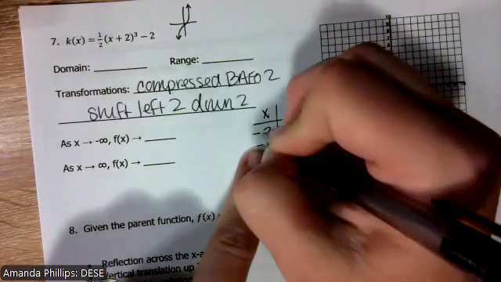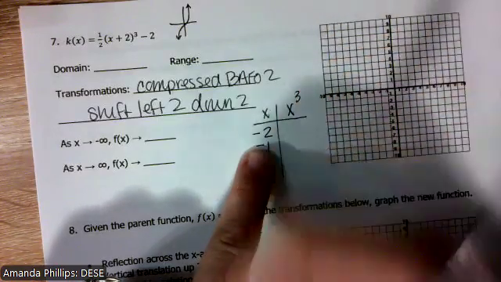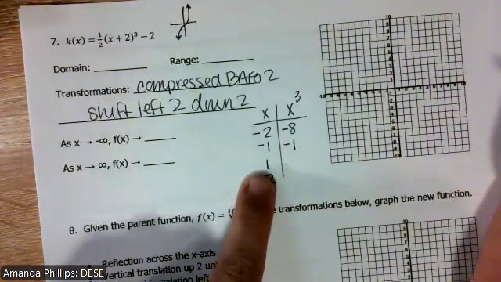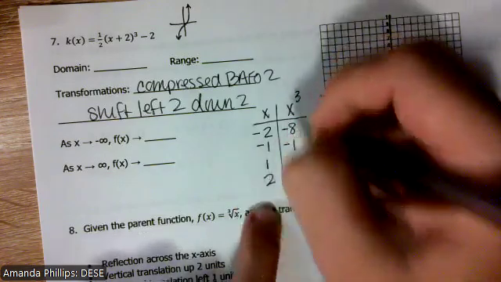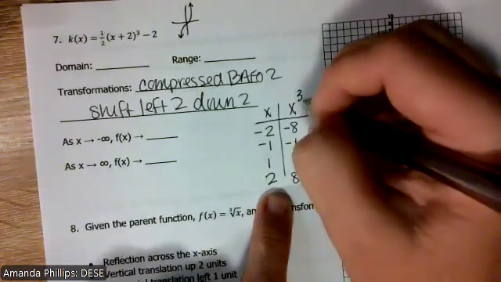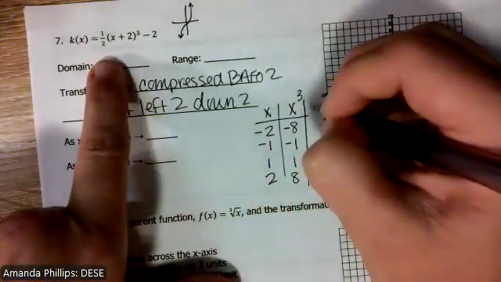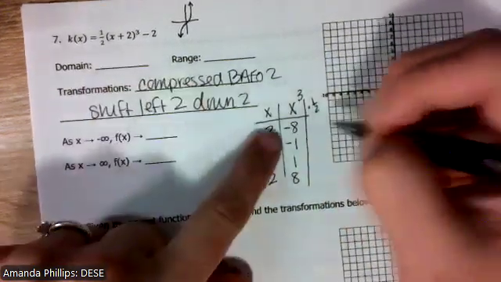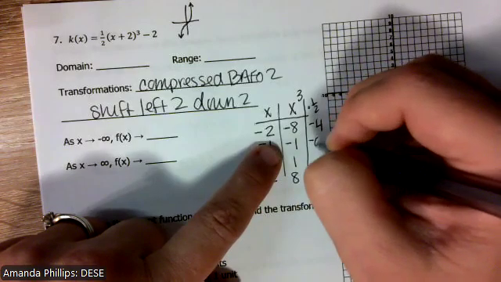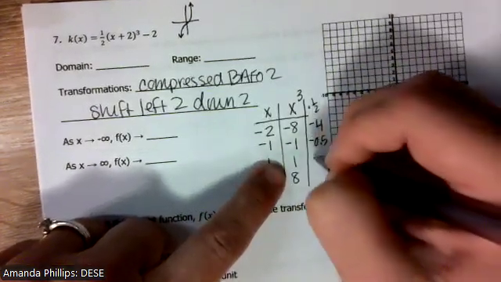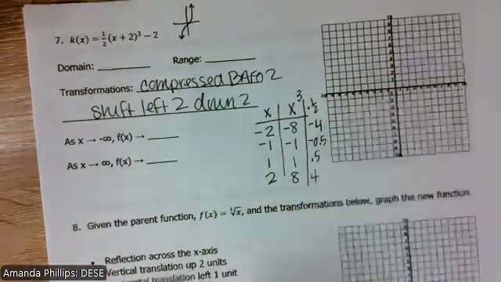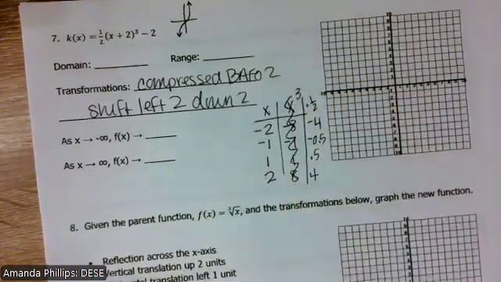All right, so let's cube them. -2 cubed is -2 times -2 times -2, so it's -8. -1 cubed is -1. 1 cubed is 1, and 2 cubed is 8. So these are my movements, but we've got to pay attention to if there's an a value, and there is. It's 1/2, so we're going to multiply. Half of -8 is -4. Half of -1 is -1/2. Half of 1 is 1/2, and half of 8 is 4. So these are the movements we're actually doing.